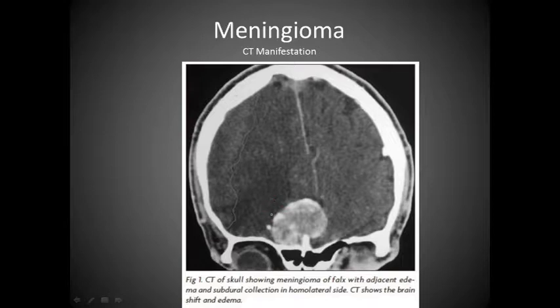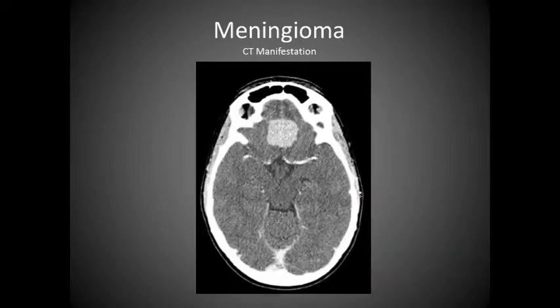And so we see that this is with contrast because it's held it in. Notice this is one of the 20 to 25% of the cases that actually hold or have calcifications. We see this slight increase in density here and here. And so these are calcifications inside the falx, or inside the meningioma on the falx.